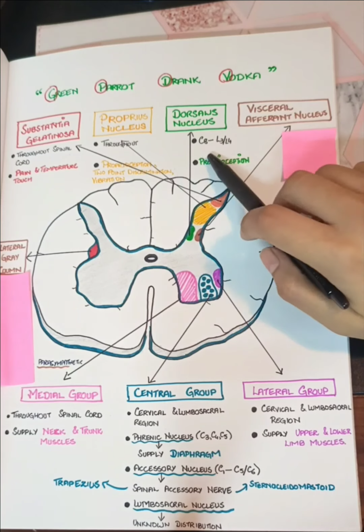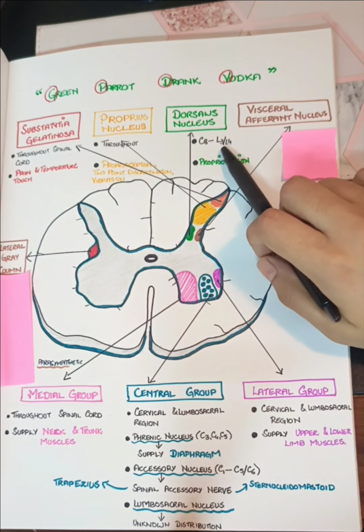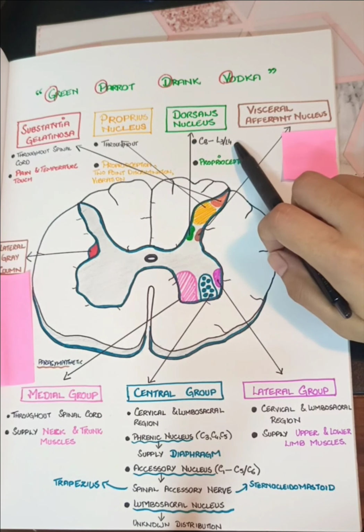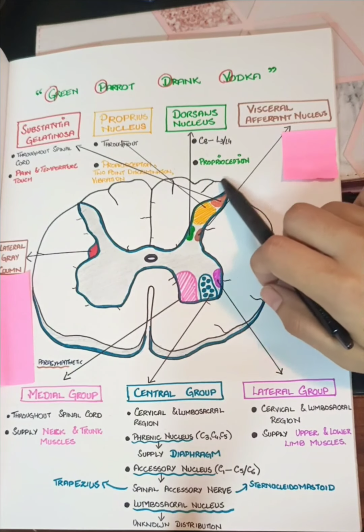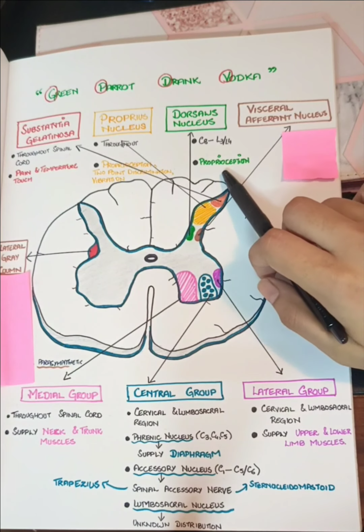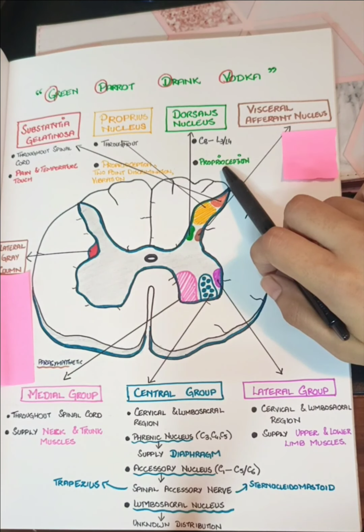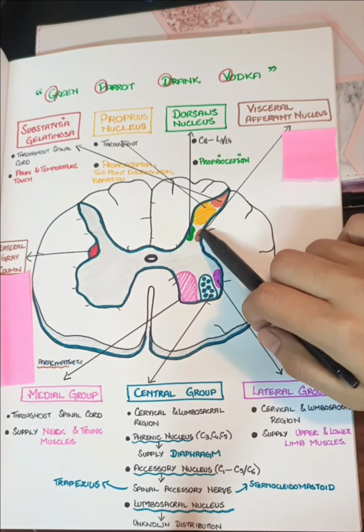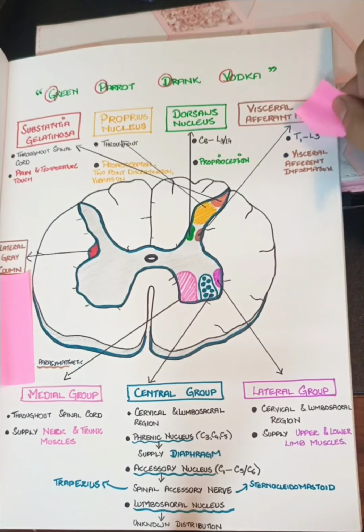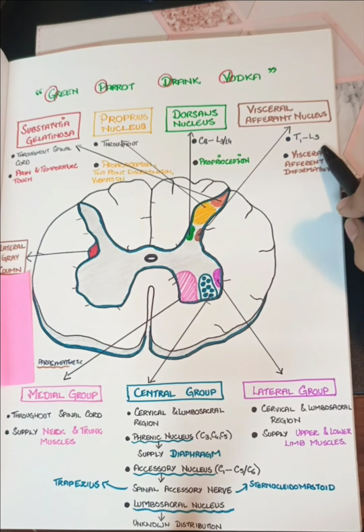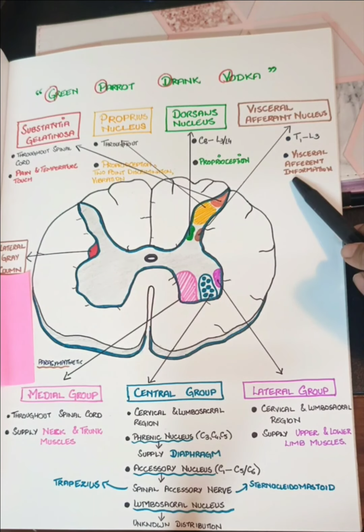This group is present at the levels of C8 all the way to L3 and L4, and it is responsible for receiving the proprioceptive information from Golgi tendon organs and the neuromuscular spindles. Lastly, we have this visceral afferent nucleus, the smaller one, which is present at the levels of T1 to L3 and is responsible for receiving the visceral afferent information.